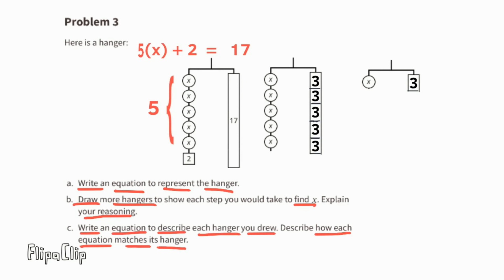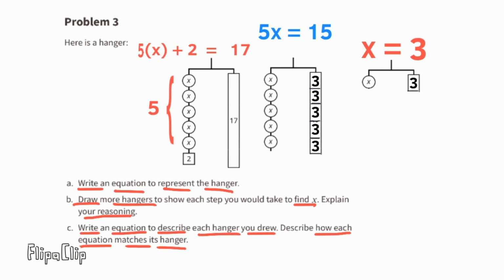C. Write an equation to describe each hanger you drew. Describe how each equation matches its hanger. You can see 3 hangers here, starting with the hanger on the left. You have 5 x's plus 2, and that equals 17. The equation is written above it: 5x plus 2 equals 17. Let's move to the second hanger in the middle. We have 5 x's on the left, and it's balanced with 5 boxes, each with a value of 3 on the right. The equation would be 5x equals 15, because 5 times 3 is 15.